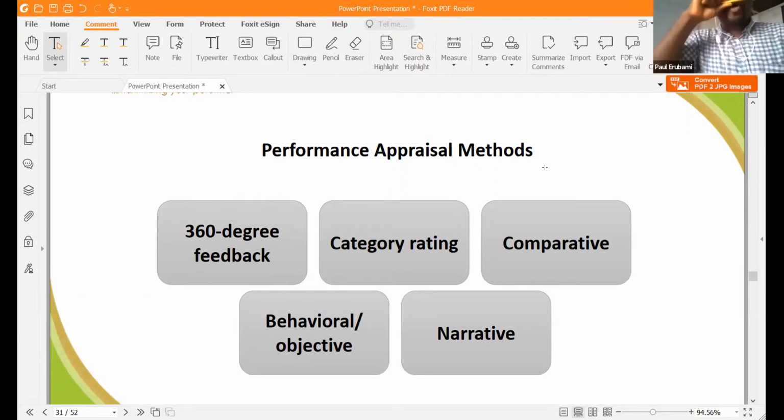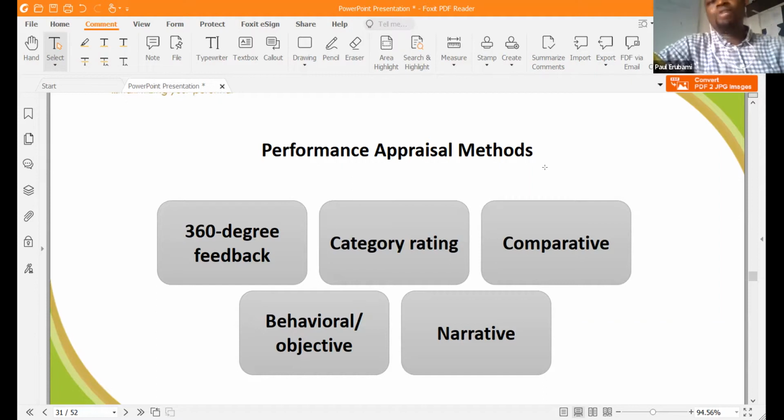Then lastly, we have what we call the narrative performance appraisal method. Basically, it's more like I'm using a descriptive essay to judge you, right? I have a long write-up to describe your potential, your attributes, who you are as a person, in an essay. So it's not more like, oh, yes, it's good, no, it's bad. No, I'm writing an essay on the way I feel about you.